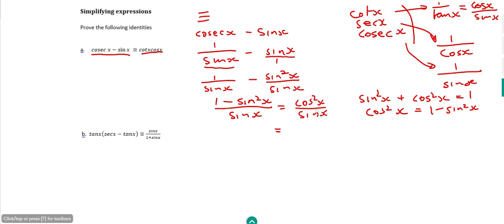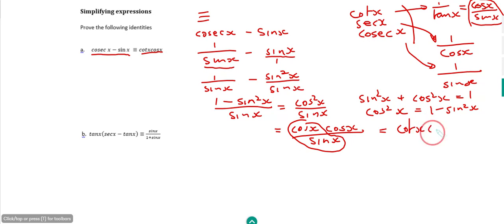If I then write the cos squared x as cos x times cos x over sin x, and in fact the cos x over sin x is cot x, as we've defined it up there. So it actually becomes cot x cos x, which was the left-hand side of the equation, and so that equals the right-hand side, and we've done it. That's what we were asked to do. We were asked to show that this left-hand side was actually equal to the right-hand side.